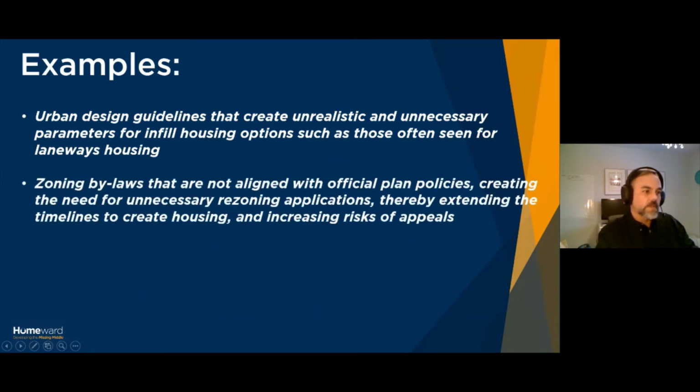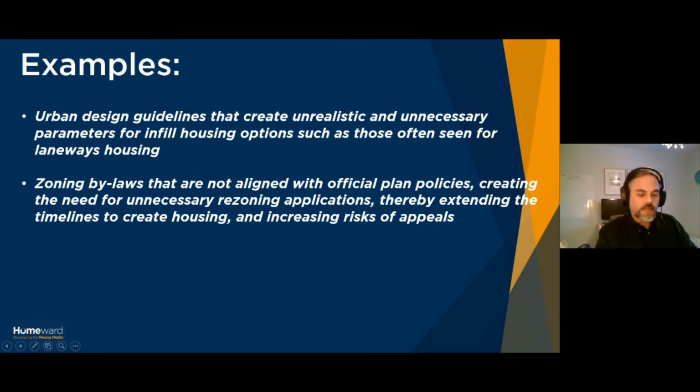We also have zoning bylaws that are not aligned with official plan policies, and that creates a need for unnecessary rezoning applications. And that in itself extends the timelines of creating housing and increases the risks of appeals. We need to realize that the purpose of the zoning is the regulation to enact the goals and vision of the official plan. And the zoning and the official plan should be aligned as much as possible.